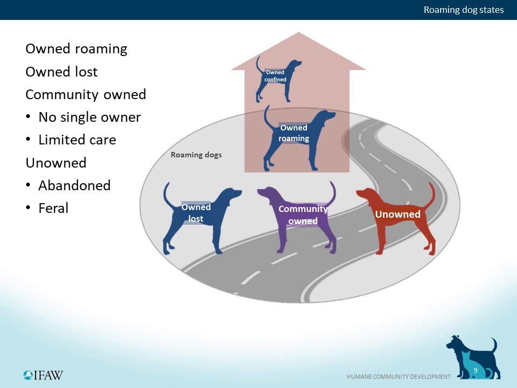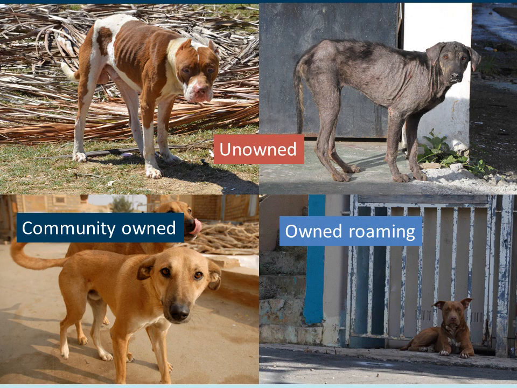Now, it's also important to note that a single dog may be all of these states within its lifetime. So it may start out as an owned dog that's allowed to roam and then be abandoned to become part of the unowned dog population. Through its ability to charm and through the kindness of the local community, it can find its way into this state of a community-owned dog. And if it's very lucky, it may then rejoin the owned dog population through a process of adoption.